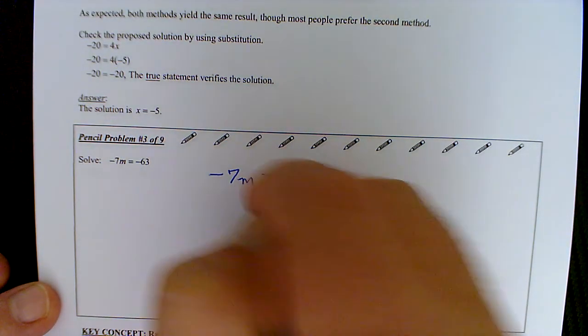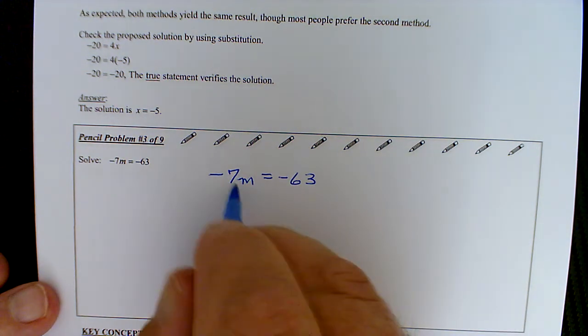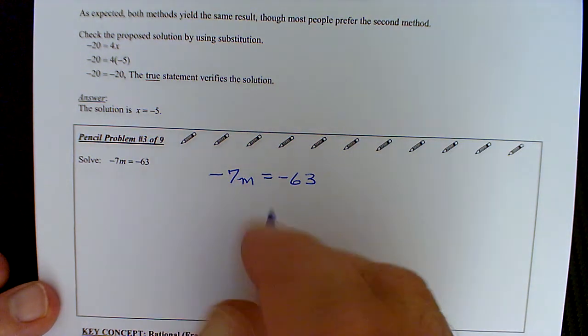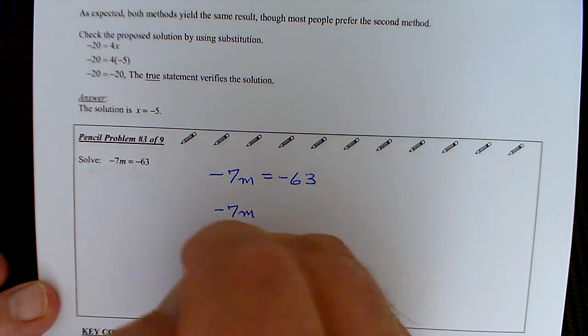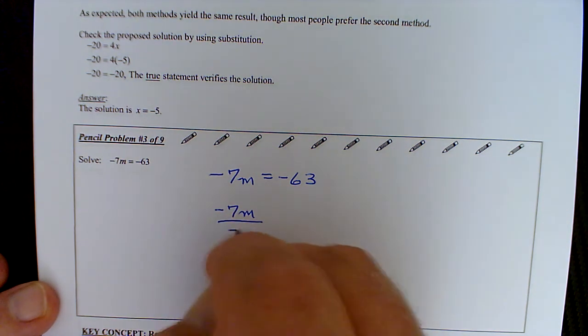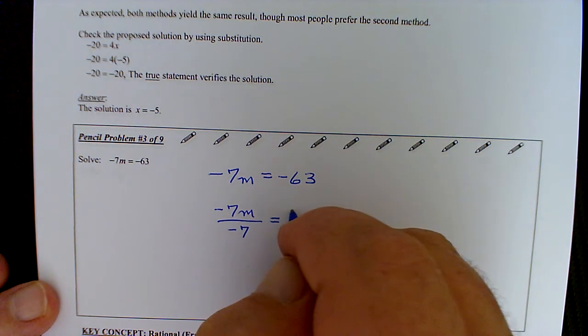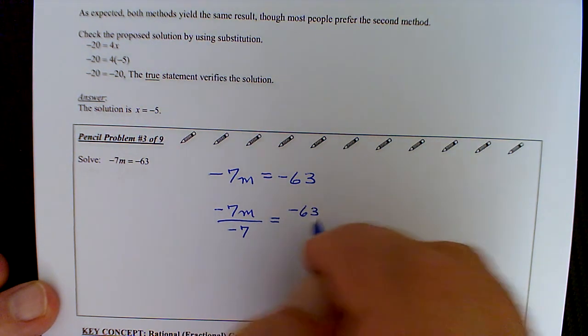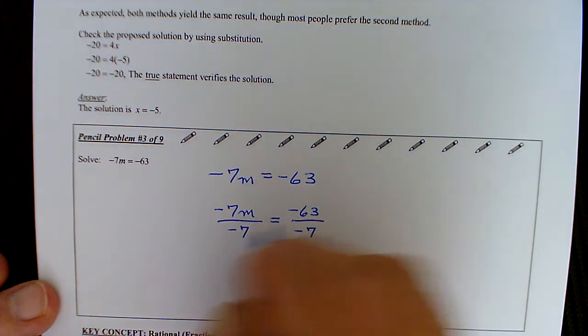Minus 7m equals negative 63. And now I'm just going to divide by the coefficient of the variable. And we divide, and I'm going to take an extra step to show this, and we divide by the coefficient sign included. And whatever we do to one side, we do to the other, so the negative 63 gets divided by negative 7 as well.